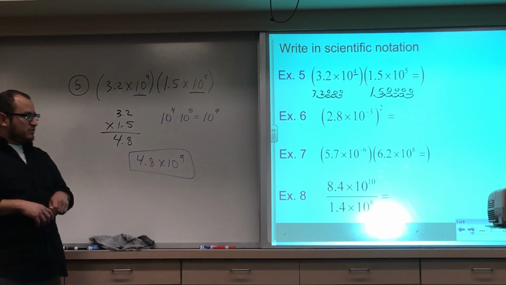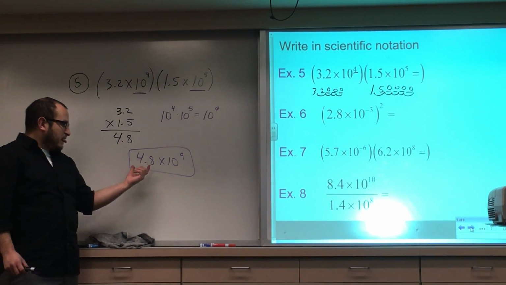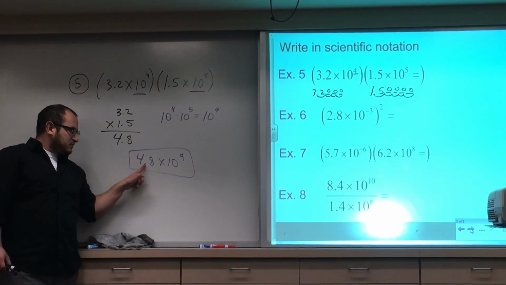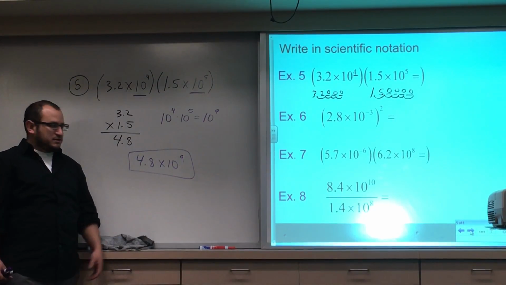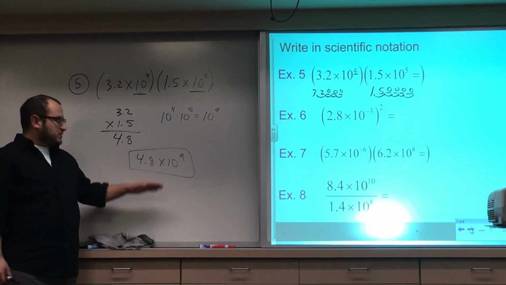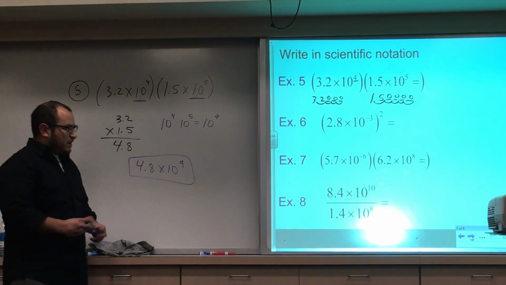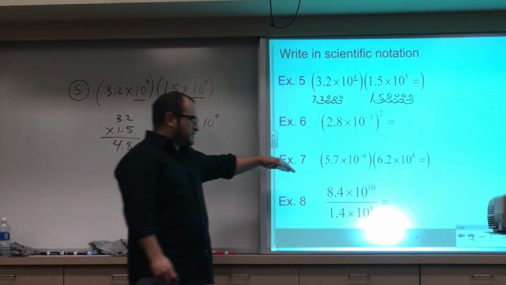So let's go ahead and run through the definition of scientific notation. My number is between 1 and 10, okay? And, okay, so it's 4.8, which is between 1 and 10. And this is in scientific notation because it has times 10 to some power. All right, let's go ahead and try a tricky one. Let's go ahead and try number 7, which is negative.